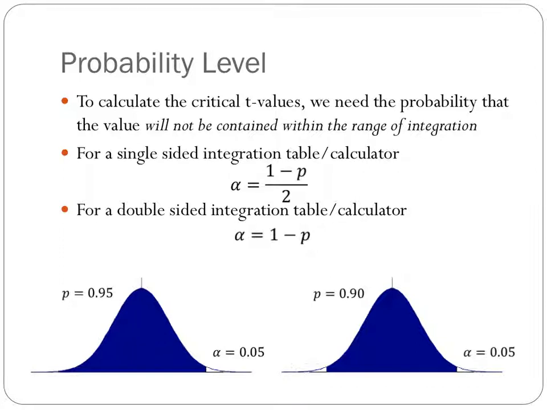To calculate that alpha level, for a double-sided integration, we're going to take that 100% probability and subtract from it the desired confidence interval probability level and divide by 2. For a single-sided integration, we only need to take that 100% probability and subtract from it the desired probability that we wish to calculate the confidence interval to find the alpha value. So it's very important when you're using these tables and calculators to understand whether it's using a single-sided integration or a double-sided or double-tailed integration.